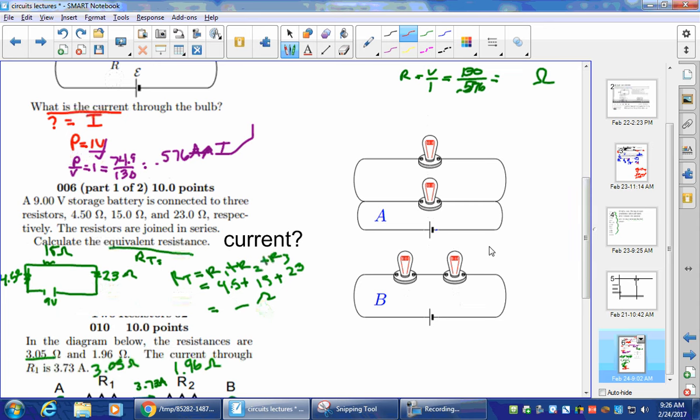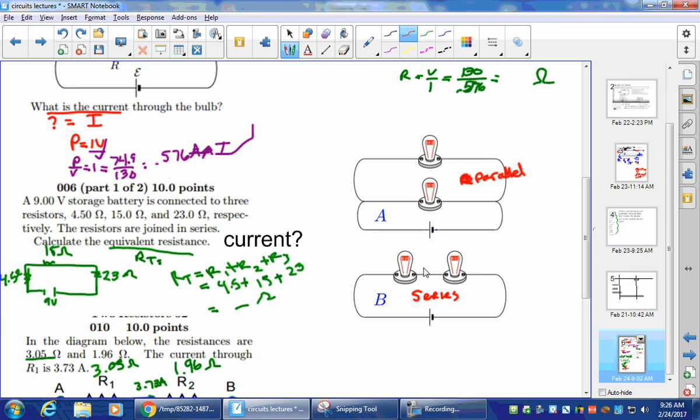Now let's look at this. I want to show you a little comparative thing with current, brightness, and all that good stuff. Now, if we have two bulbs like this versus two bulbs like this, what's the difference between the two? Well, this is a series circuit, right? This is parallel. Oh, no, it's still parallel. It's a parallel circuit, right? And the rules are different, right? So let's evaluate what's going to happen.